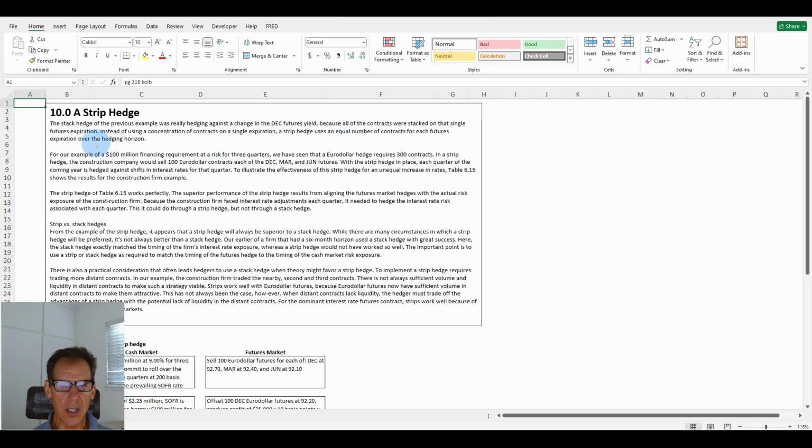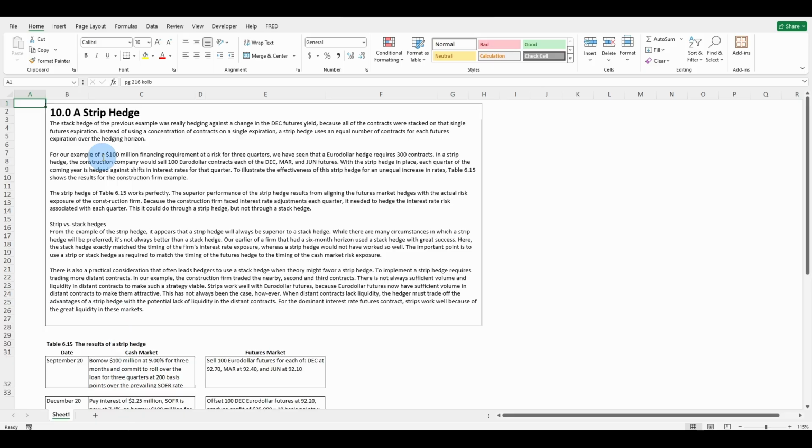Instead of using a concentration of contracts on a single expiration, a strip hedge uses an equal number of contracts for each futures expiration over the hedging horizon. In our example of a $100 million financing requirement at risk for 3 quarters, we have seen that a Eurodollar hedge requires 300 contracts. In a strip hedge, the construction company would sell 100 Eurodollar contracts each of the December, March, and June futures. With the strip hedge in place, each quarter of the coming year is hedged against shifts in interest rates for that quarter.